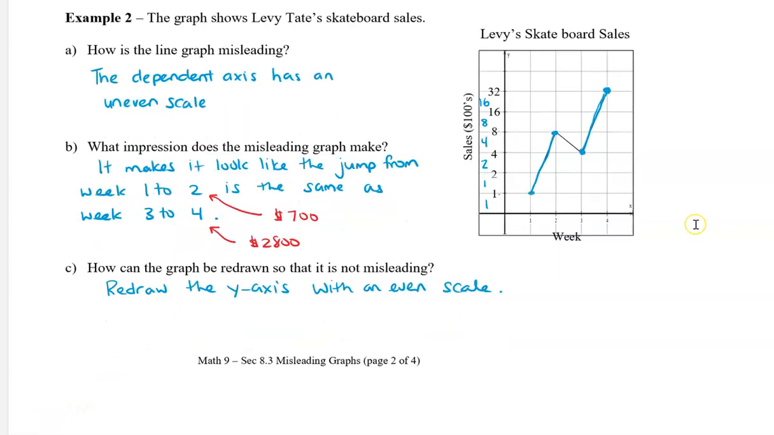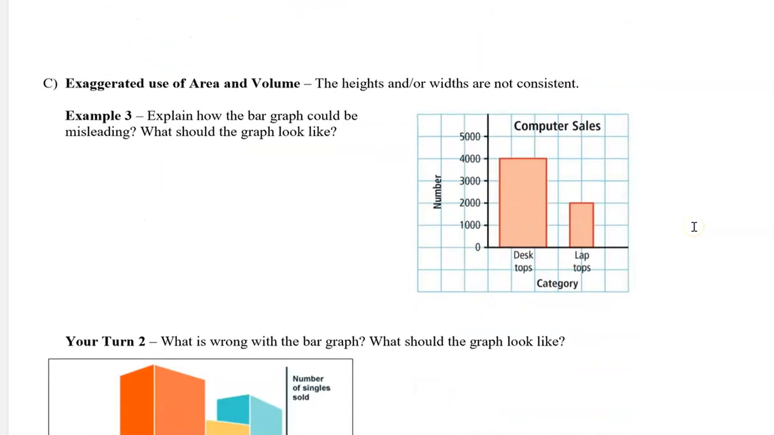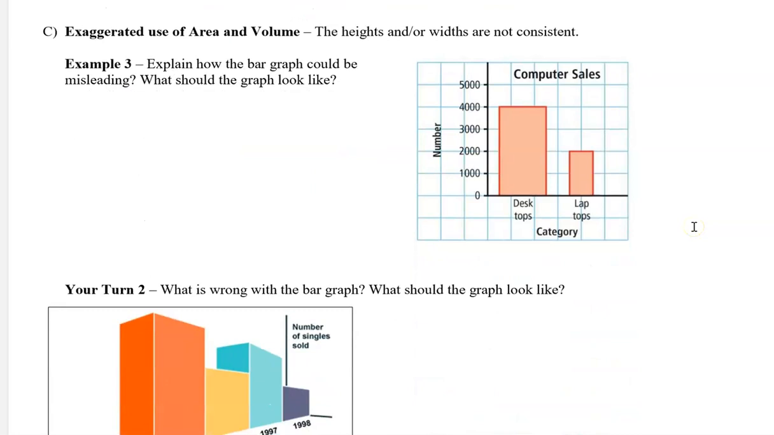All right, let's take a look at another way to create a misleading graph, and that is by an exaggerated use of area and volume. So this is where the heights and our widths are not consistent from bar to bar. So when we take a look at this example, we can see that the bars are definitely misleading because the desktops are very wide and the laptops, the bar is a little bit narrower.